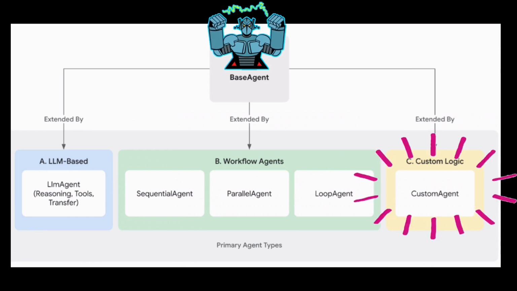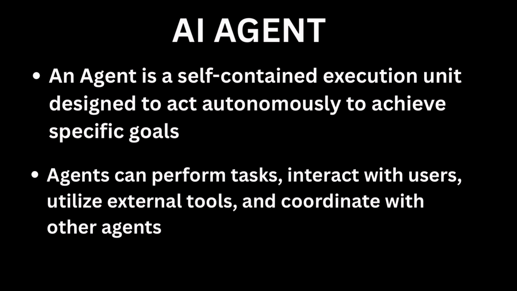So, what is an AI agent? An AI agent is a self-contained execution unit designed to act autonomously to achieve specific goals. Agents can perform tasks, interact with users, utilize external tools, and coordinate with other agents.